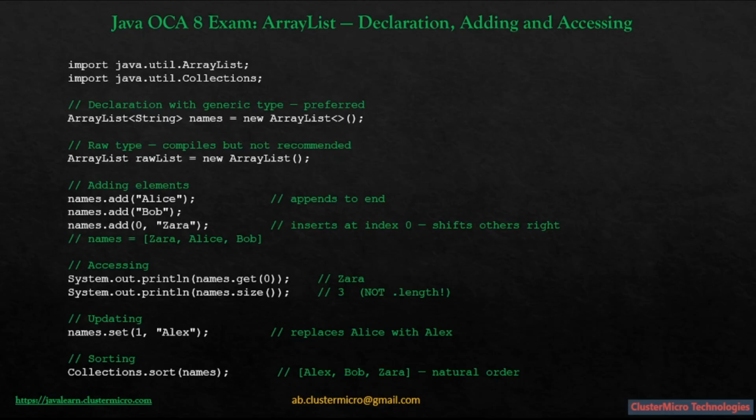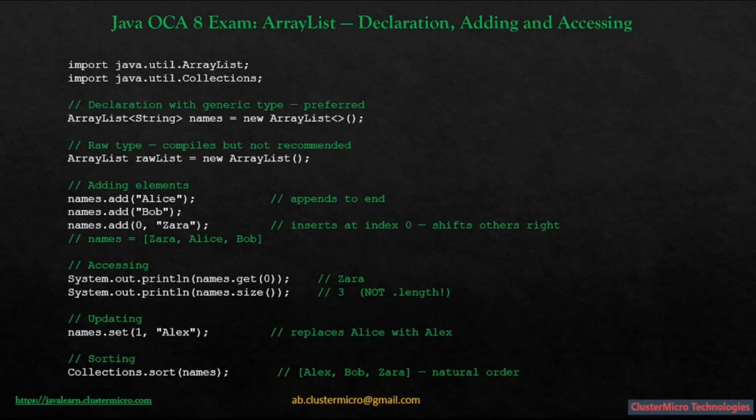So the declaration is ArrayList with String in angle brackets, names, equals new ArrayList with angle brackets and parentheses. ArrayList is Java's resizable array. Unlike a plain array which has a fixed size from the moment it is created, ArrayList grows automatically as you add elements. You must import it from java.util. The String in angle brackets is the generic type. It tells the compiler that this ArrayList will only hold strings. You get type safety at compile time and no casting needed when you retrieve elements.